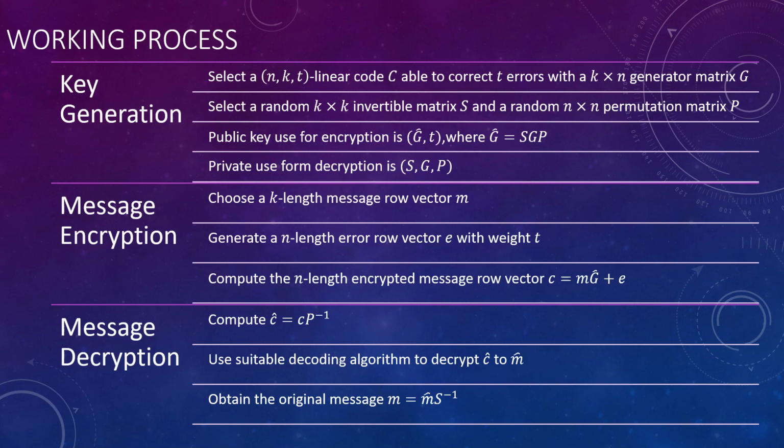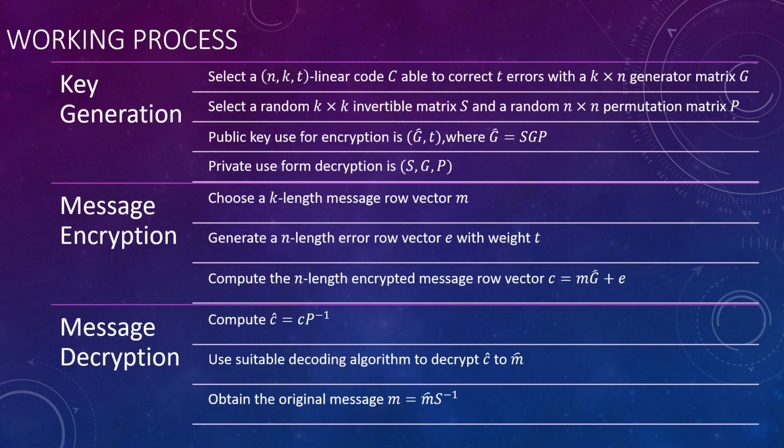Why do we need to add the weight t row vector E to our original encrypted message? Because we need to ensure that even though some other people get the message, they can't decrypt it, because when they decrypt it, the message will not be the same since we deliberately add some error to the code word.